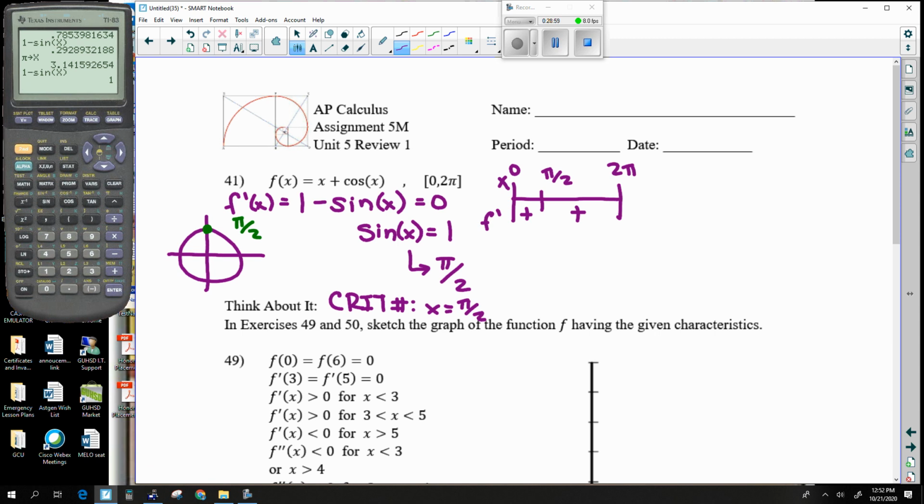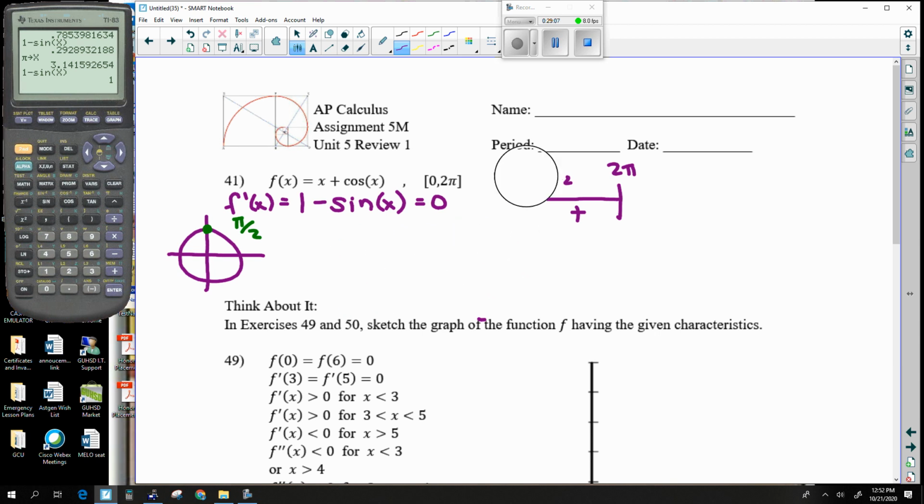Oh, I'm sorry. I'm looking for points of inflection. I'm not done yet. Come on, Ashton. All right, so I'm looking for points of inflection.